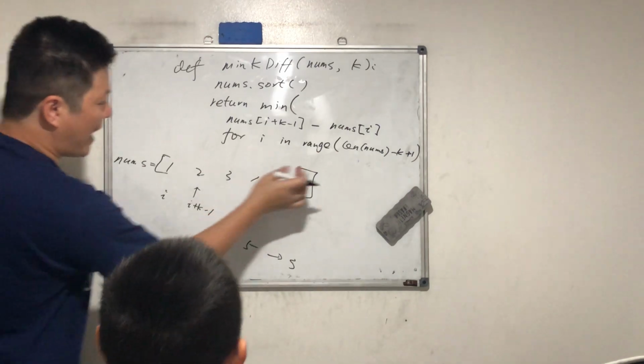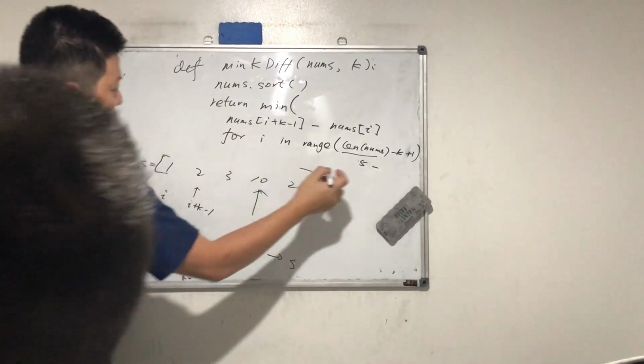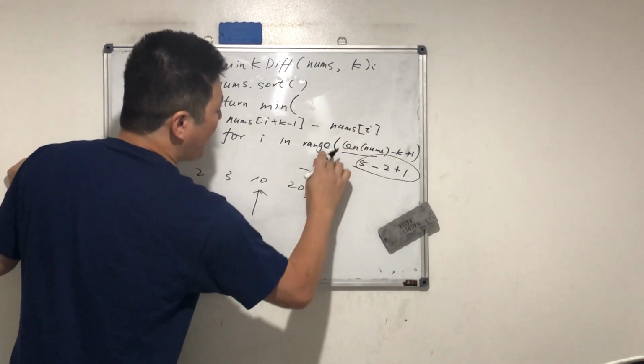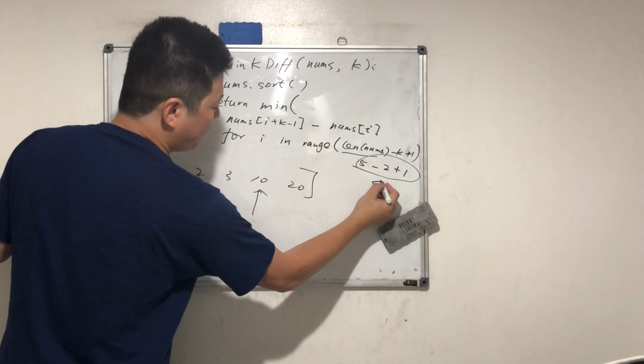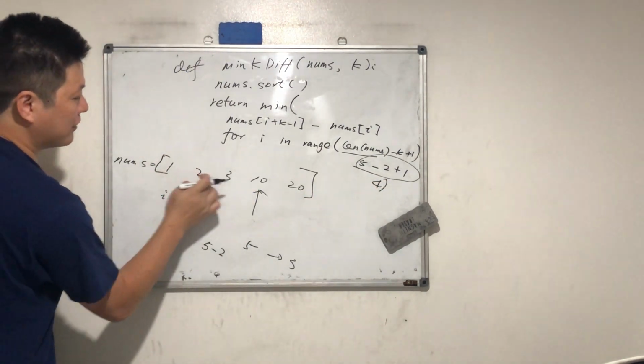Length of nums is 5. 5 minus k, which is 2, plus 1. Right? Up to this point, because it's up to range, right? So this will be 4. So range up to 4, so the last index will be 3: 0, 1, 2, 3. Okay.